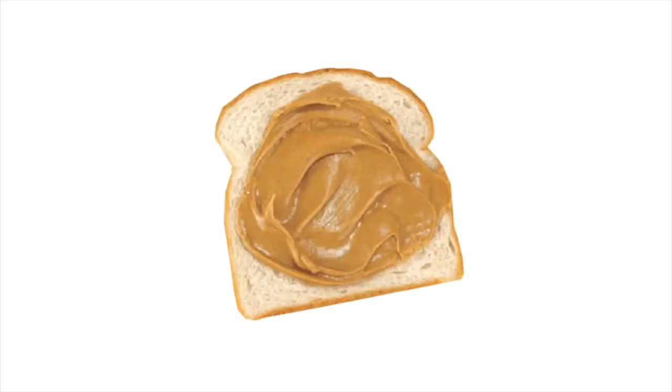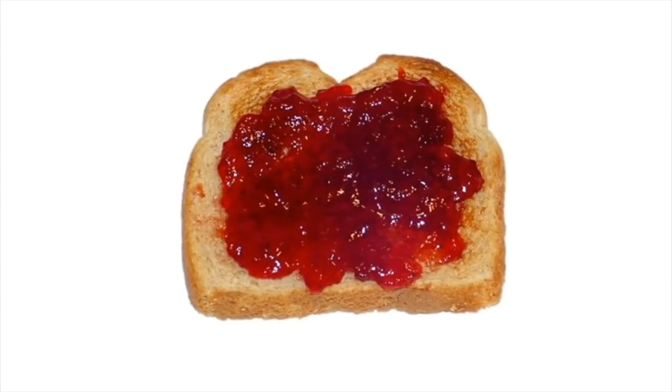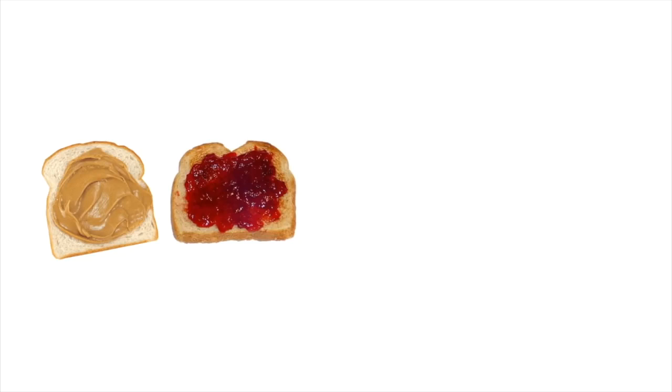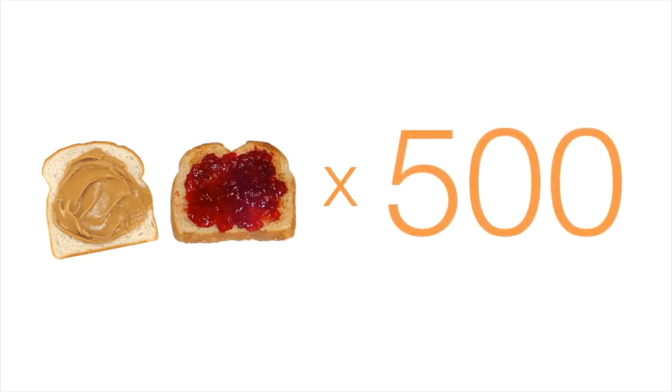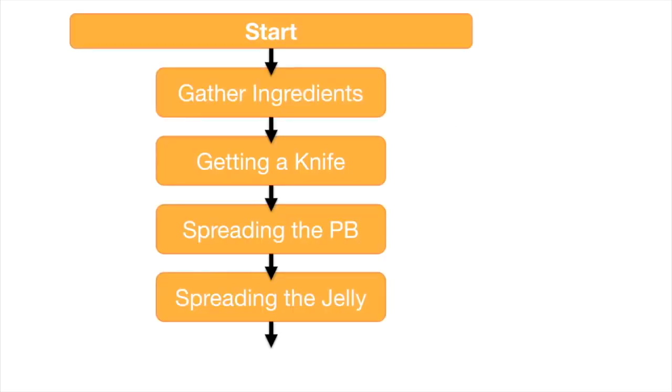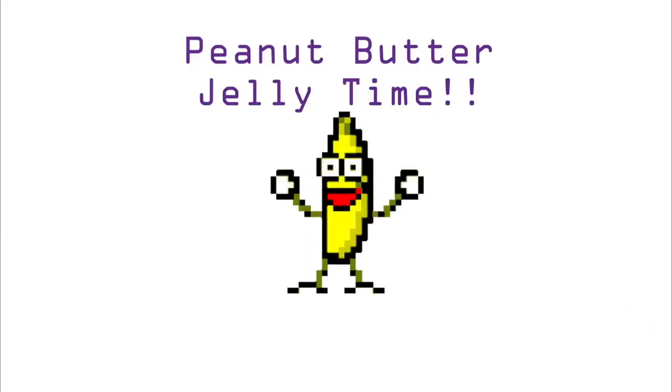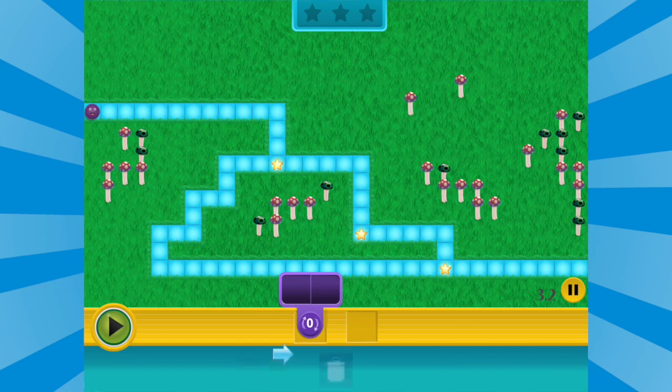Let's think about our peanut butter and jelly sandwich example again. We talked about how important it is to order the steps correctly to make one peanut butter and jelly sandwich. But what if we needed to make 500 peanut butter and jelly sandwiches for a school field trip or something? We would likely prefer to just do it once and have the steps automatically repeated 500 times to make 500 sandwiches.